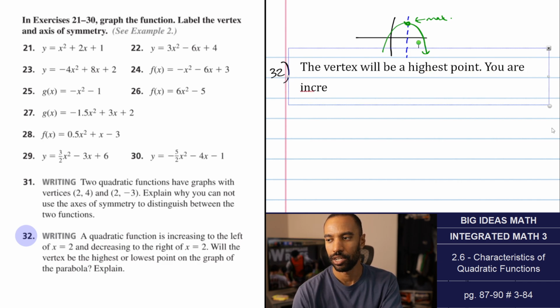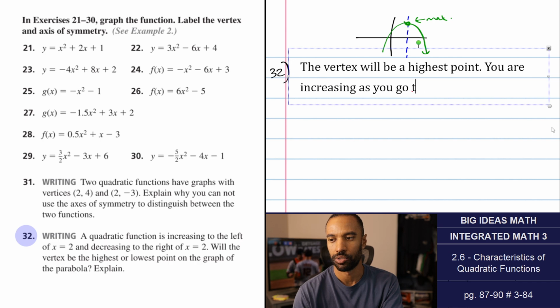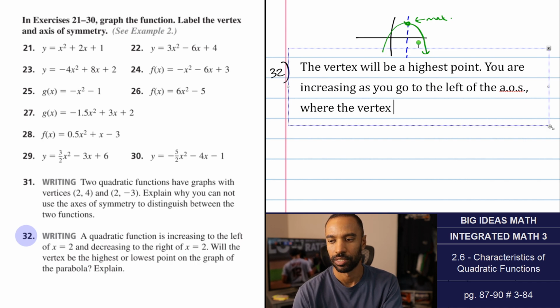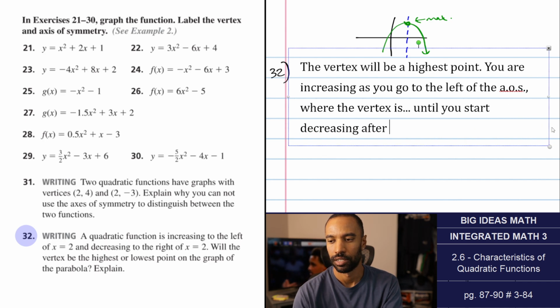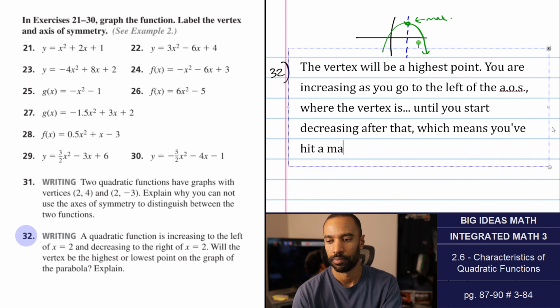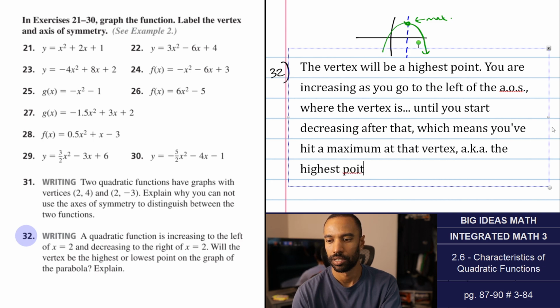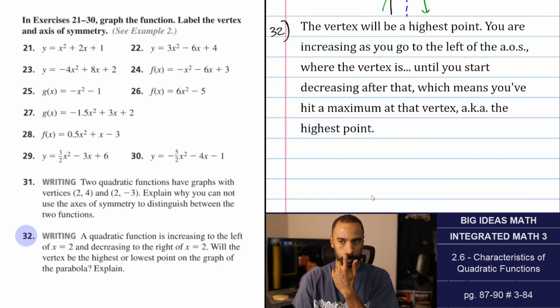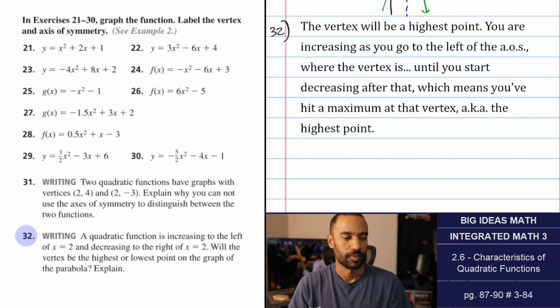You are increasing as you go to the left of the axis of symmetry where the vertex is until you start decreasing after that, which means you've hit a maximum at that vertex, aka the highest point. Okay. There's number 32. Here we go.